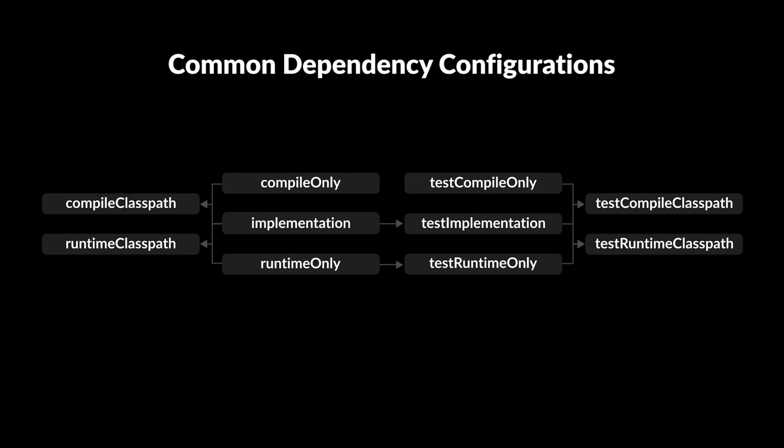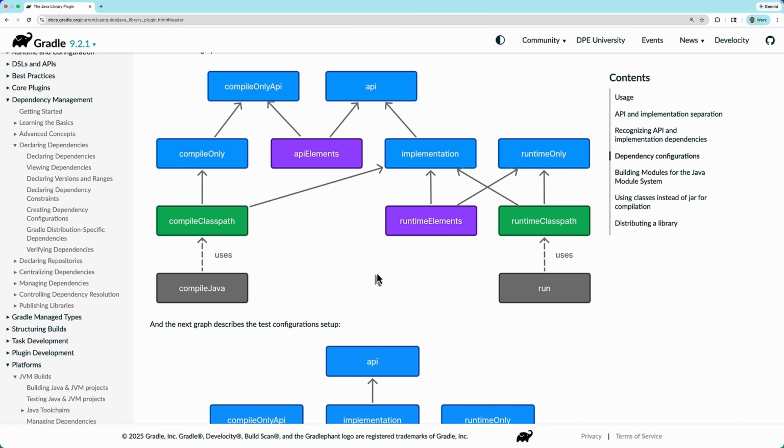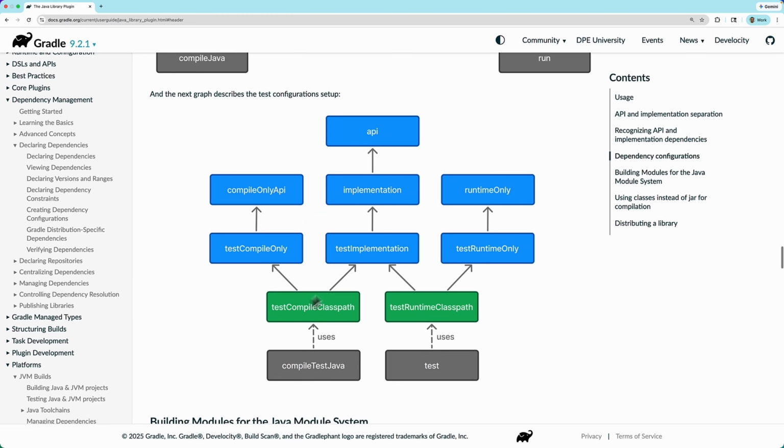As we've seen, the implementation configuration gets merged into all of these resolvable configurations. So you want to be thoughtful when adding dependencies to implementation. Only add dependencies to implementation that are really needed in the resolvable configurations. Otherwise, it will clutter your class path. Remembering which configurations extend from which others may take time and experience. The documentation has diagrams for the resolvable configurations that you can always reference.